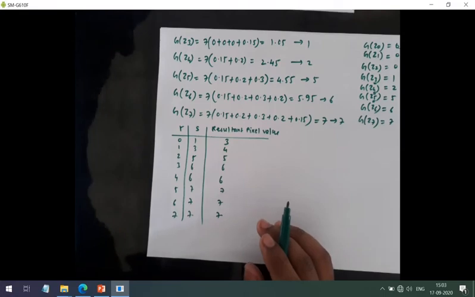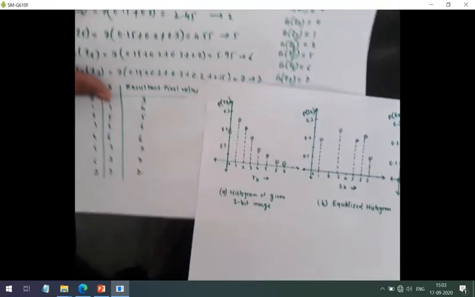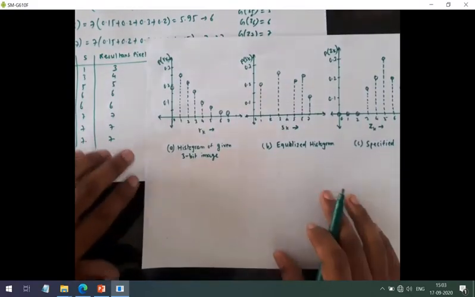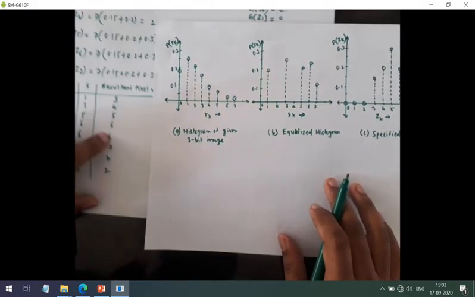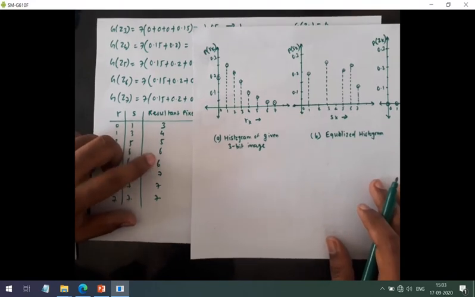Now let me show you the graph. What is happening now? I will try to plot the resultant histogram, the histogram of the output image.